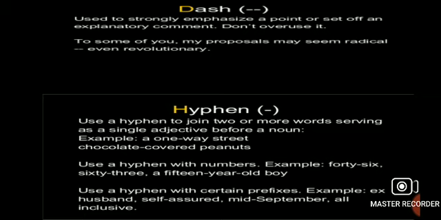Children, we use a hyphen to join two or more words serving as a single adjective before a noun. Let's see the example. A one-way street, chocolate-covered peanuts. Use a hyphen with numbers. Example, 46, 63. A 15-year-old boy. Use a hyphen with certain prefixes. For example, ex-husband, self-assured, mid-September, all-inclusive.